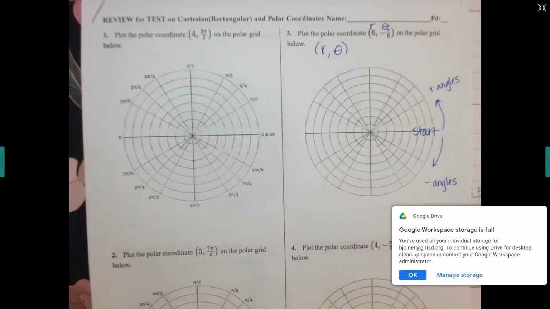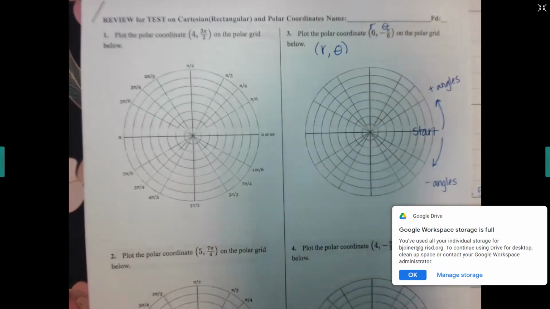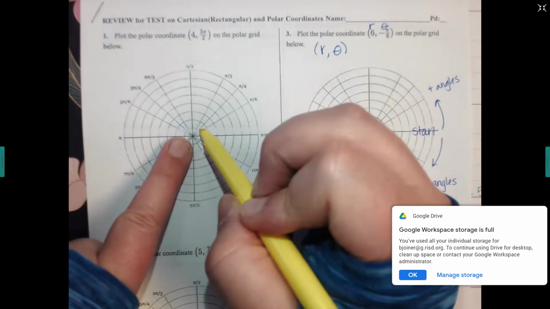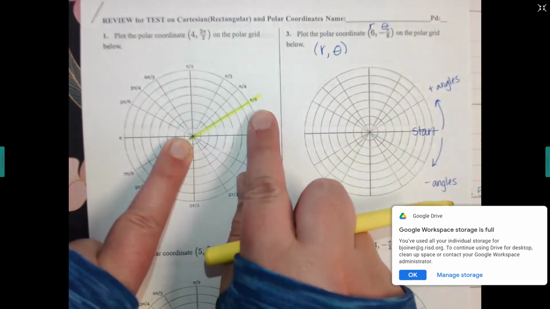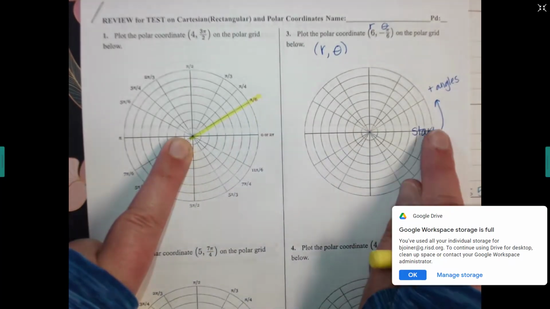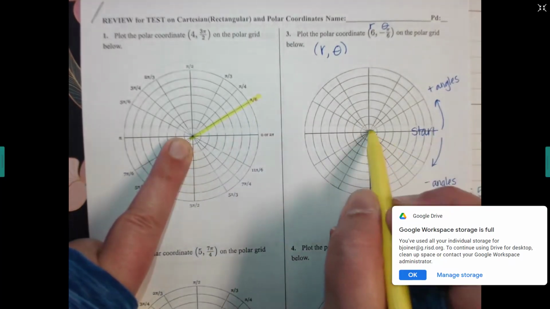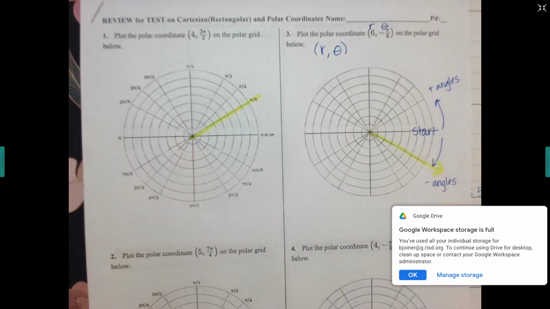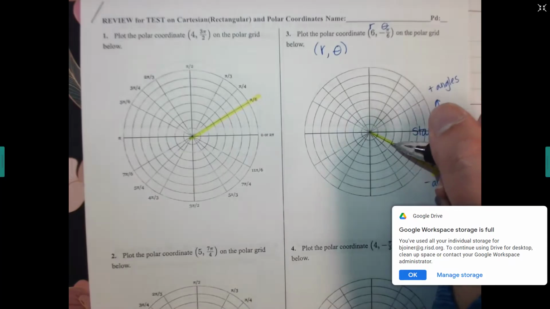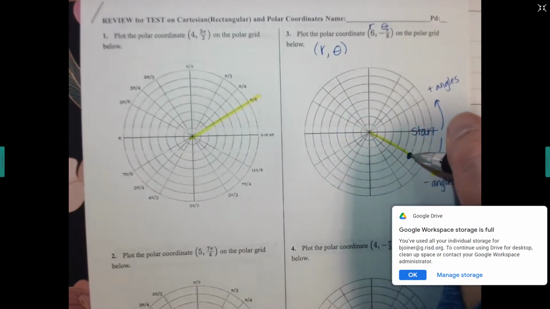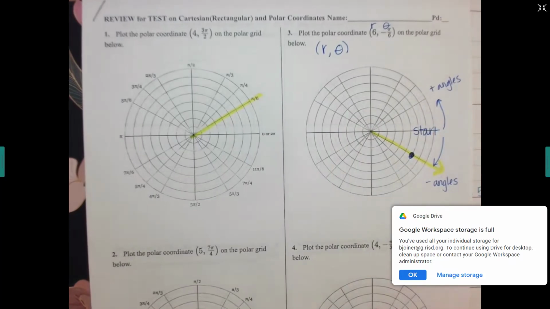So if I want to do negative pi 6, I would look at where positive pi 6 is and then just rotate the same amount but down. So for example, pi 6 is 1 click up, then negative pi 6 would be 1 click down. And then I want to be on which ring? 6. So I'd go 1, 2, 3, 4, 5, 6. So the first part of your test, you're just plotting points. Let's do one more.